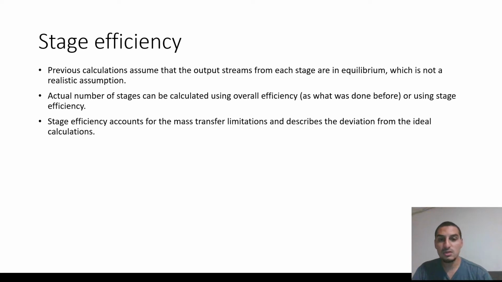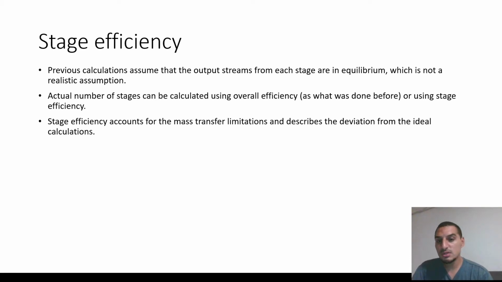And that's why we used to calculate the number of actual stages using the overall efficiency, which is the parameter we use to divide the number of theoretical stages by the efficiency to get the number of actual stages. So this is one way we can do the calculation to get some realistic values instead of getting the ideal values, which are not realistic, as we mentioned.